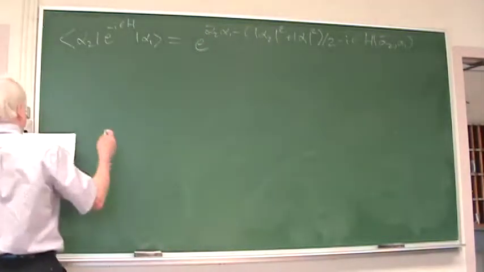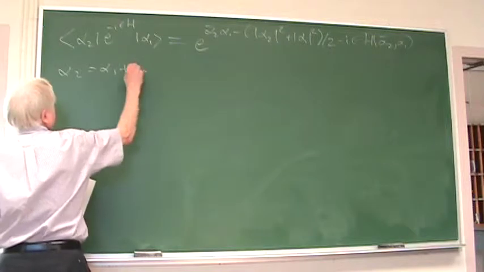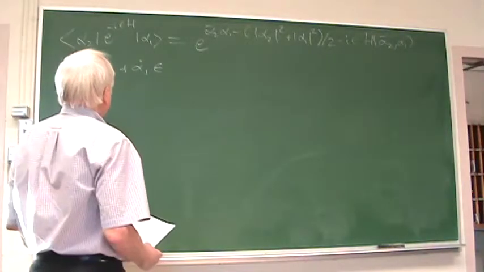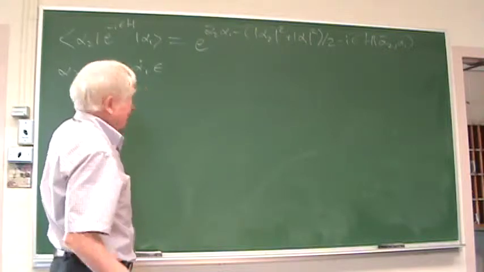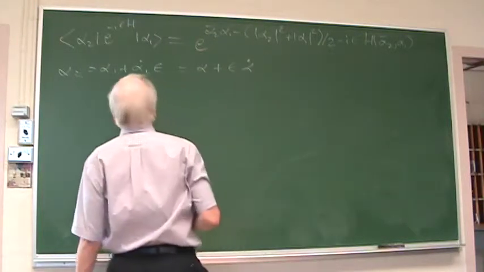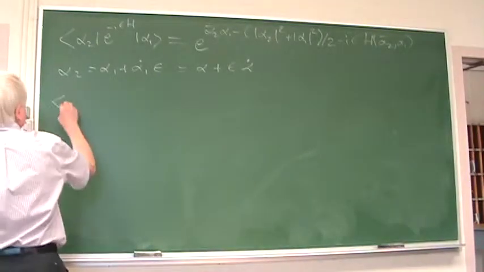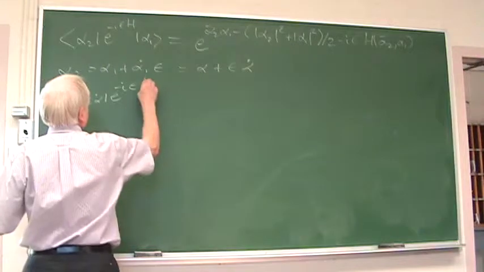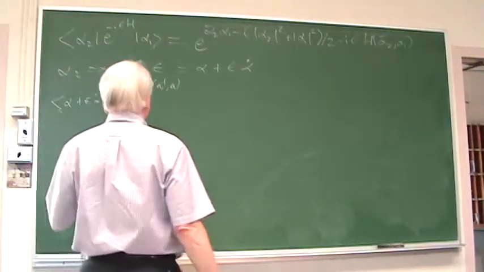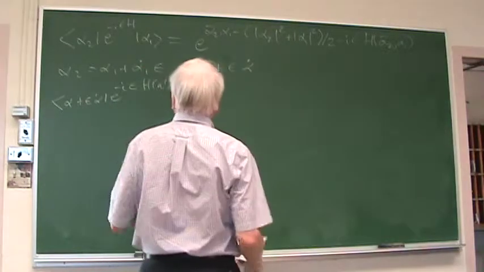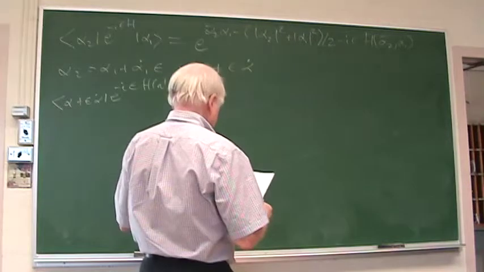Okay, now we're going to say alpha 2 is alpha 1 plus alpha 1 dot epsilon. This is what, of course, we did back when we were doing path integrals a while ago. And in fact, since we now really only have one variable alpha, we might as well say that this is alpha plus epsilon alpha dot. And so now our matrix element is alpha plus epsilon alpha dot e to the minus i epsilon h of a dagger a alpha. Now all we have to do is copy that formula and substitute for alpha 2 this, and for alpha 1 just alpha.